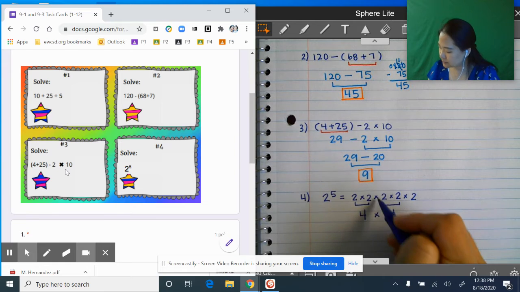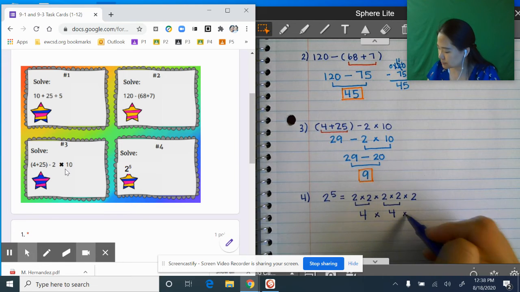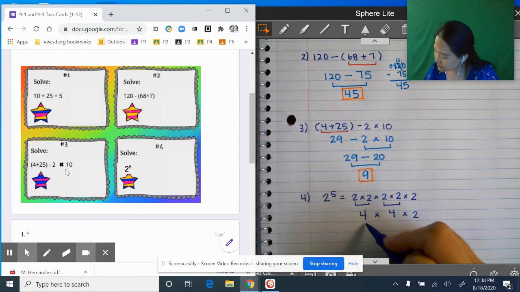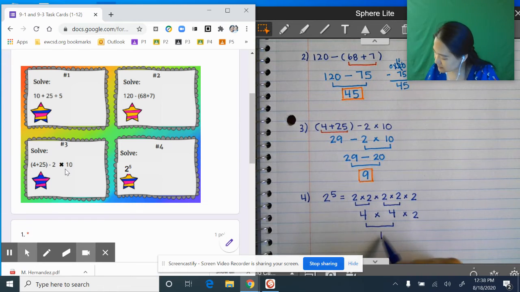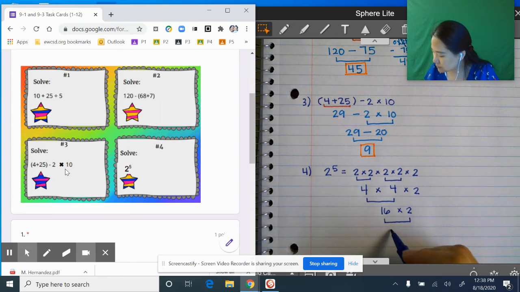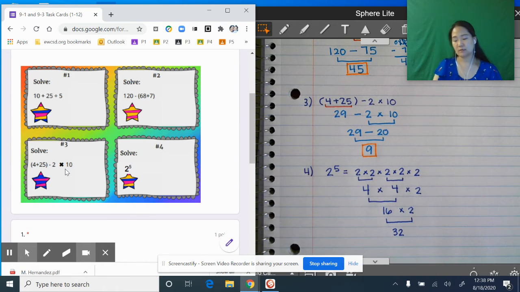Bring down the multiplication symbol. Also bring down the other times 2. So 4 times 4 is 16. And bring down the times 2. And 16 times 2 is 32.